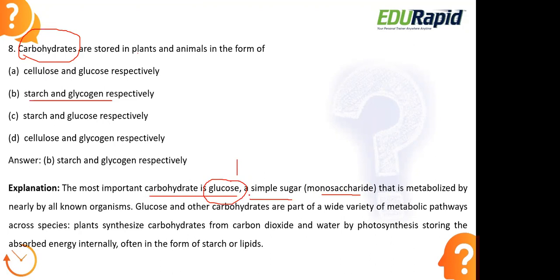This glucose in plants is stored in the form of starch. Similarly, in animals, it is stored in the form of glycogen. And we know that glucose, since it is a simple sugar, has a major part in the metabolic pathways, because it releases the energy required for all the activities that we do in our daily life, right? So carbohydrate is basically stored in plants as starch, and in animals as glycogen.